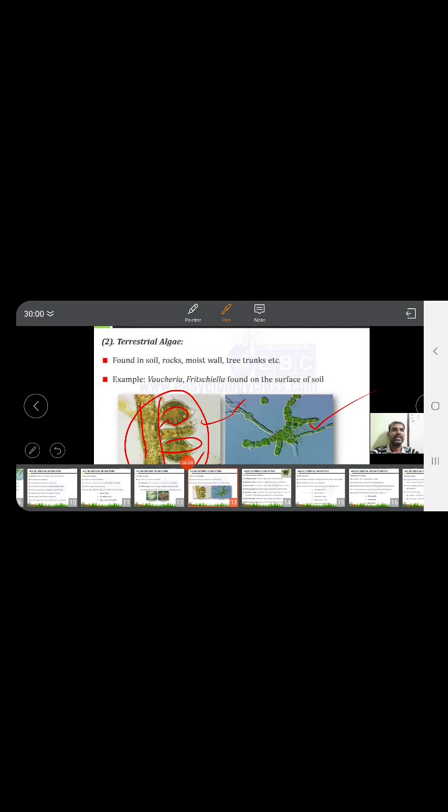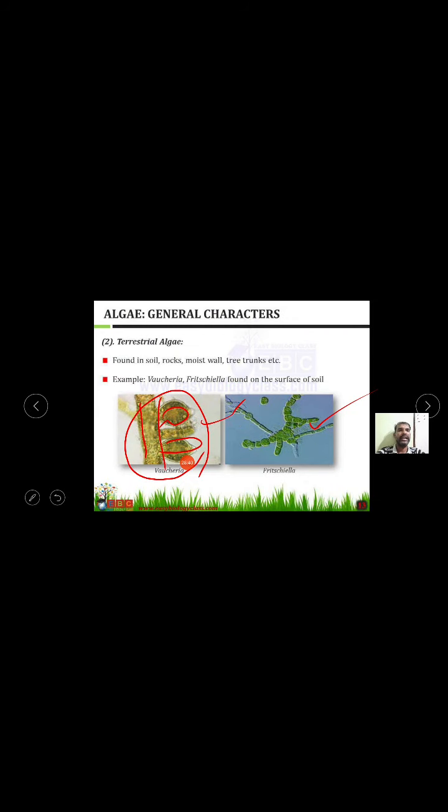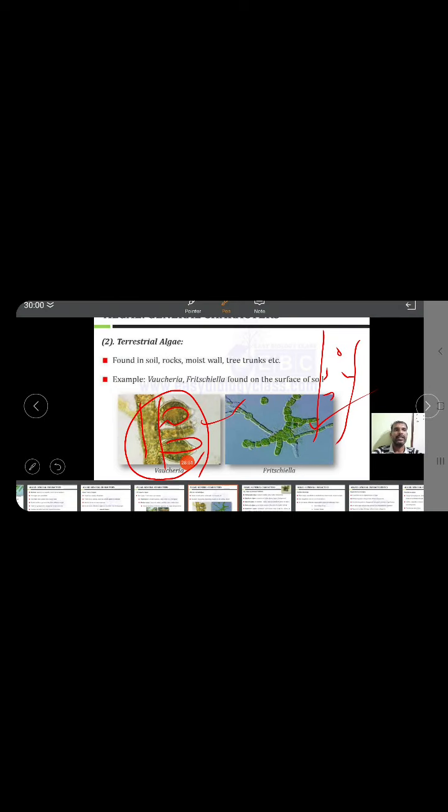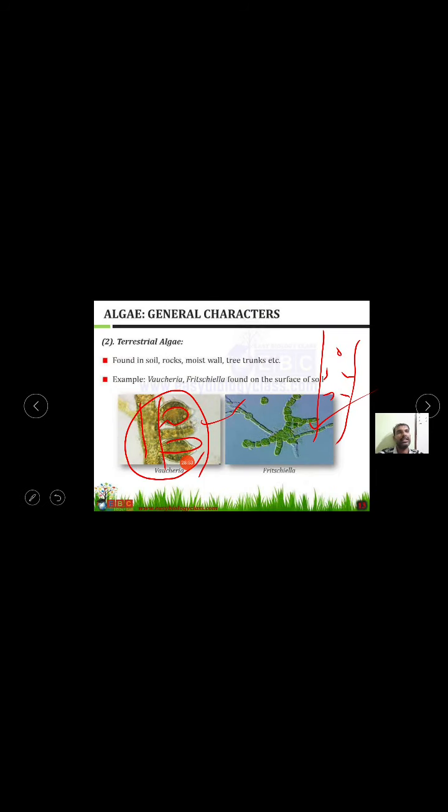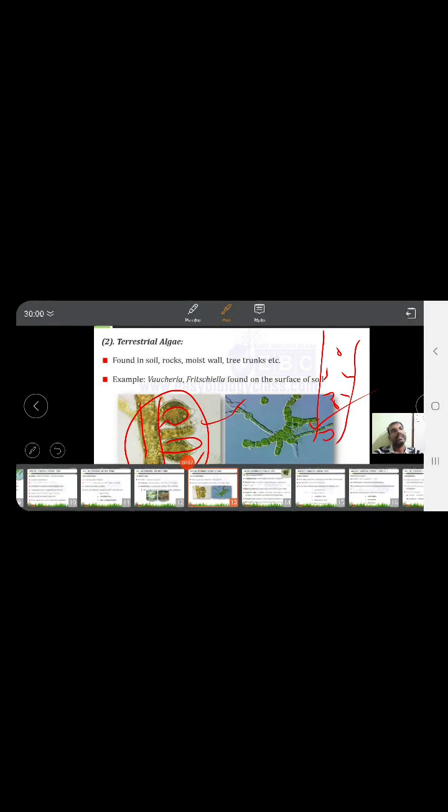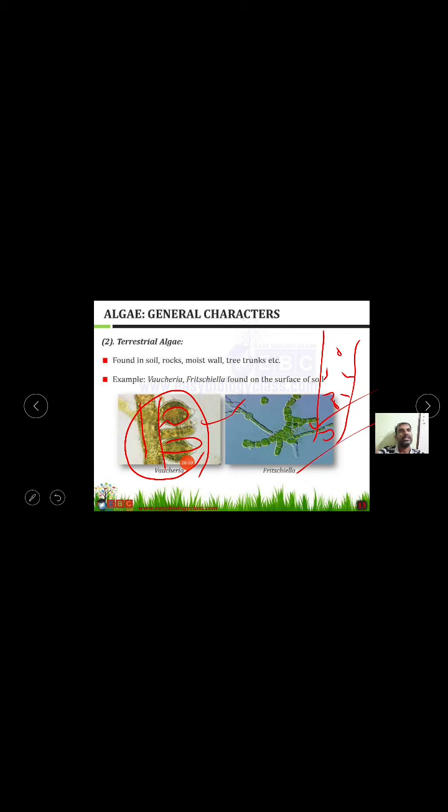This is the siphonaceous area, you can see. Before that I can explain: in this common siphonaceous cell there are so many cells present without any septa. In the tube there are so many nuclei present without any septa, which is called coenocytic. These are very important.